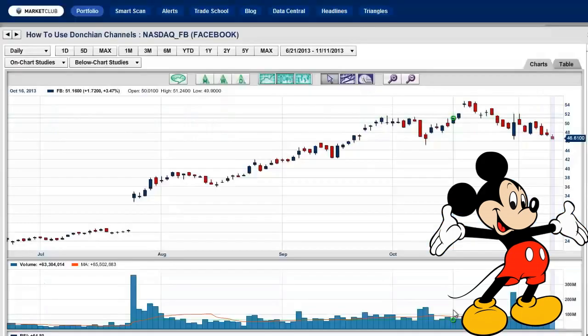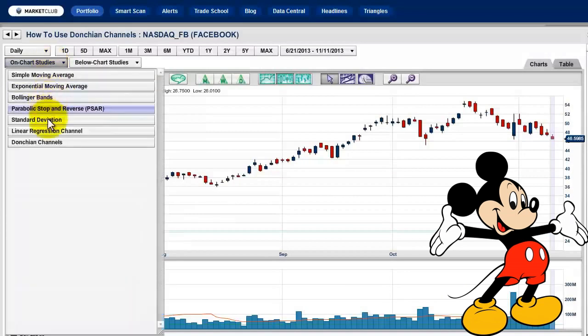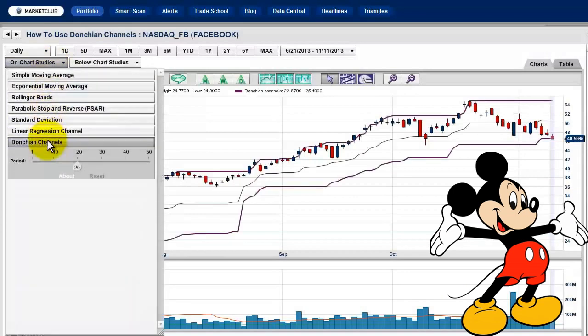What we're looking at on the screen is a daily candlestick chart of a well-known security. It could be any security. The first thing we have to do is put on the Donchian trading channels themselves. And how we do that, we simply go to our on-chart studies, because this is an overlay on top of prices. So click once, move down and select the Donchian channels, and click once. You can see it's right away on the chart.